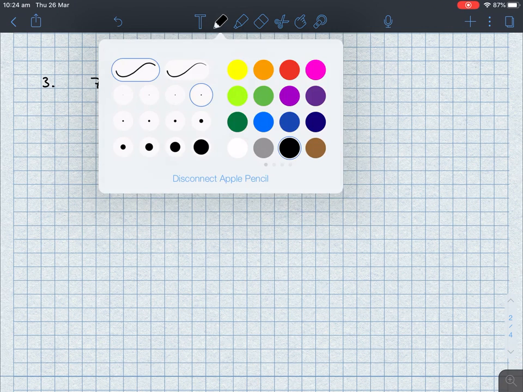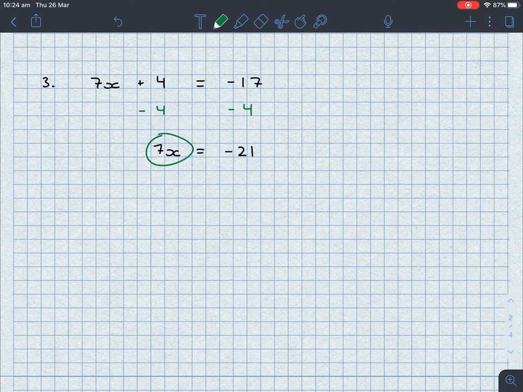And then here I have 7 times x, so the opposite of timesing by 7 is to divide by 7 on both sides. And I'm left with x equals negative 21 divided by 7 is negative 3.